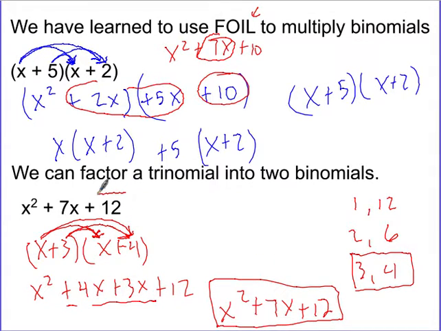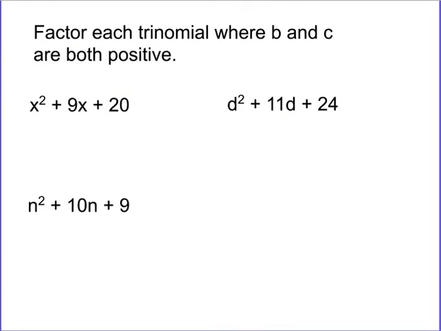Okay? So what I'm looking for when I factor a trinomial, I'm looking for two numbers that multiply to the last term and add to the middle term. That's your rule. Multiply to the last, add to the second. Okay? So let's look at some examples.